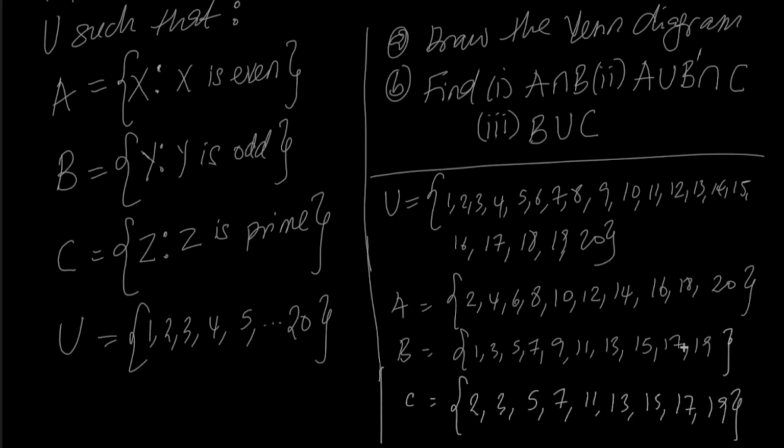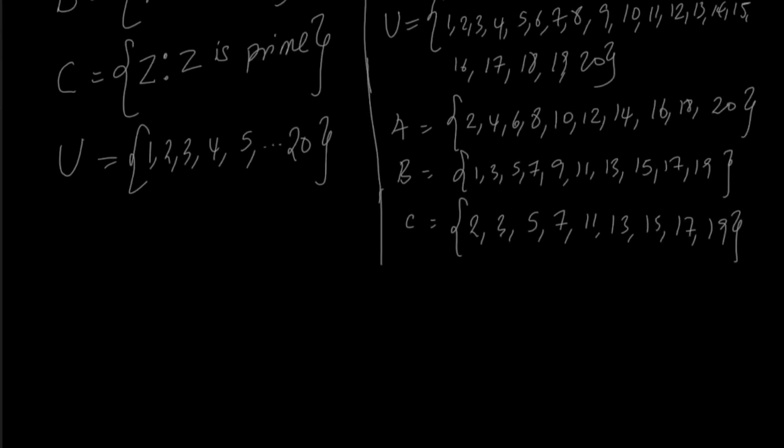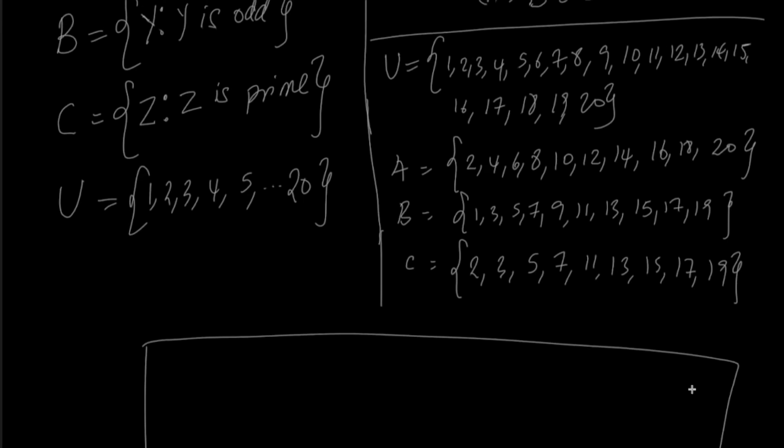Now we are asked to construct the Venn diagram. Let's look for the intersect. What we must take notice of is that these are odd numbers and these are even numbers. There's no intersect between them. But between A and C, the intersect will be just 2. And between B and C, the intersect will be every other thing aside from 1 and 2. Between A and B, there's no intersection.